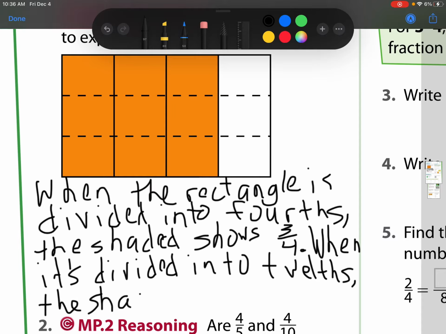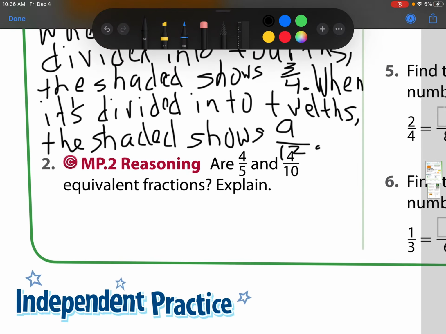But notice how we didn't change the amount of shadedness. We didn't go and add more of that orange color. It's still the exact same amount of orange. It's just been broken up into more rectangles. So let's head on to number 2.